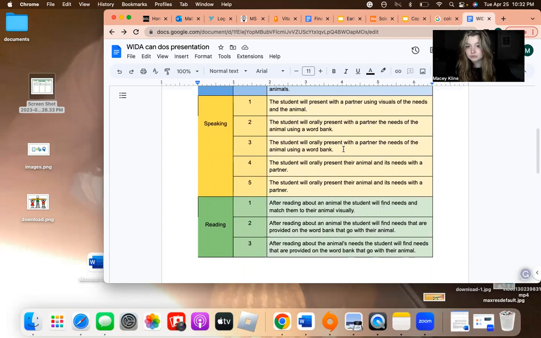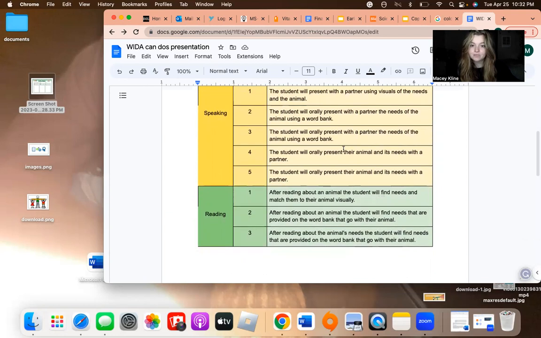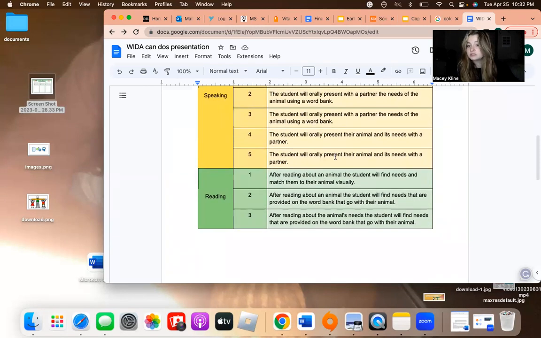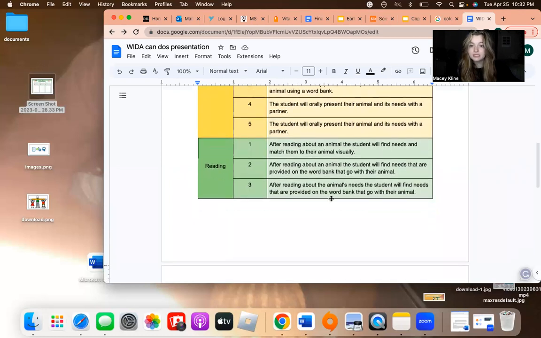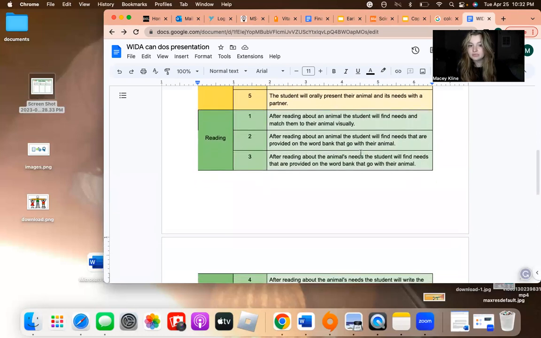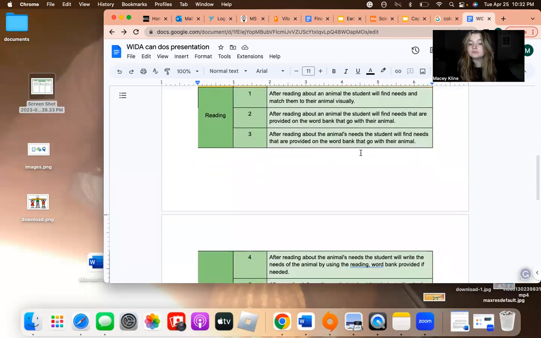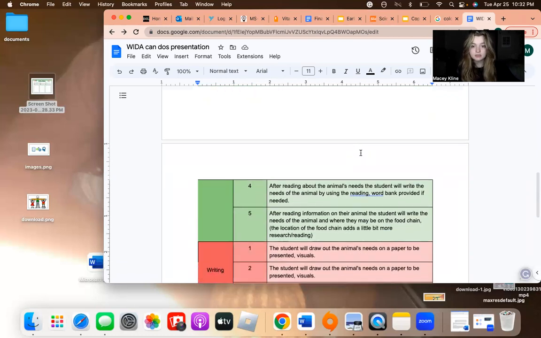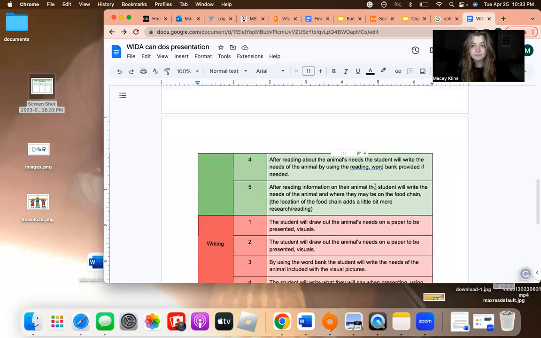So this one is using visuals, using the word bank. I have sentence starters also with my considerations. This is with a partner. Then it's just orally presenting. For reading, the student will match the needs to the animal after they read it. The student will find needs provided in the word bank that go with their animal, and write the needs of the animal by using the reading they read, if they need to reference it, or the word bank if needed. I'm not gonna limit them and say they can't use it.